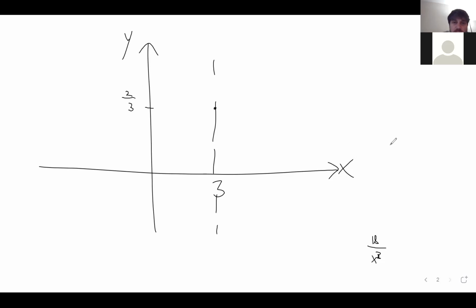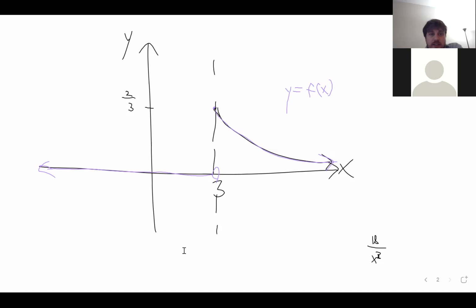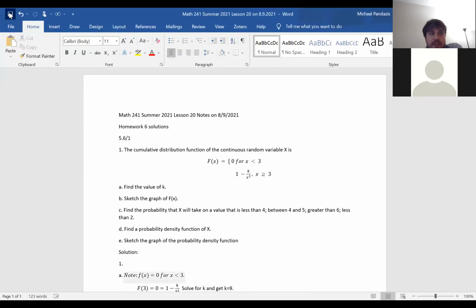And then it looks like this. And then it's 0 elsewhere. So then it'll look like, let me use another color so it stands out. And then it's 0 everywhere else. Okay, so this is y equals little f of x. Okay, so that's sketching the graph. And so that's that problem.